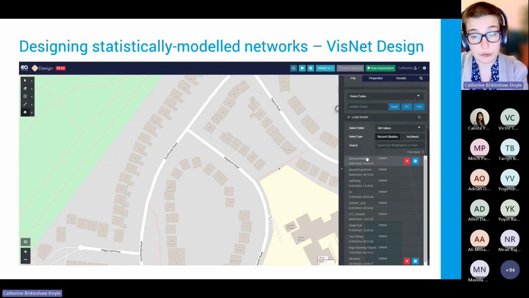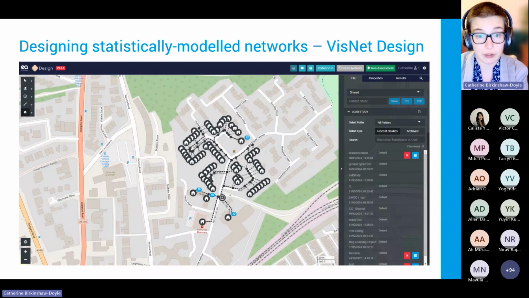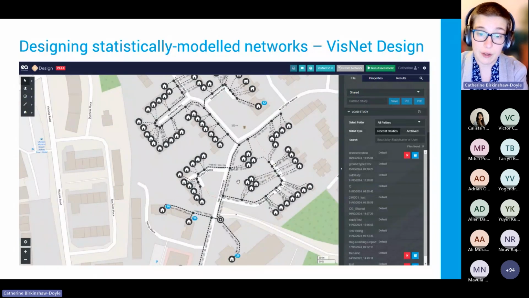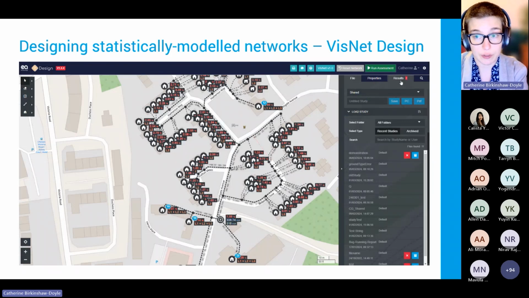You can also load in your own GIS network data if using our enterprise version, or load in networks from a cloud storage area from your own designs and your team's designs as well. So here's one I created earlier. This is a medium-sized suburban sort of network. And once you've set up all the parameters for your design, you just click the Run Assessment button, and all of the behaviors of the network is calculated for you.